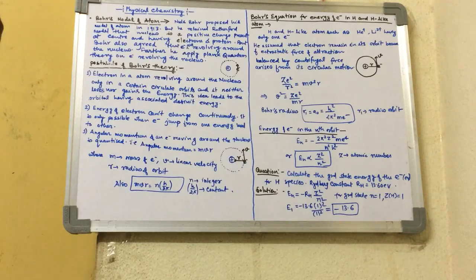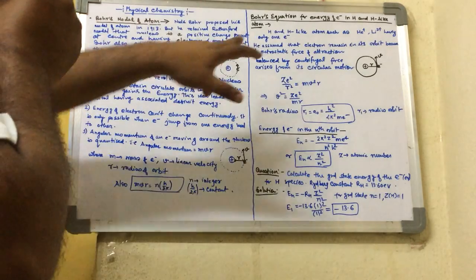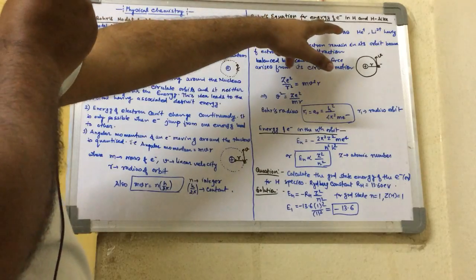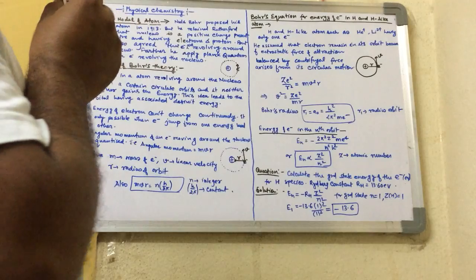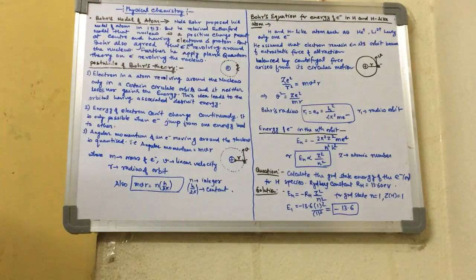Okay, now move to the Bohr equation for energy of electrons in hydrogen and hydrogen-like atoms. Here we derive the energy of electrons in the nth orbital.